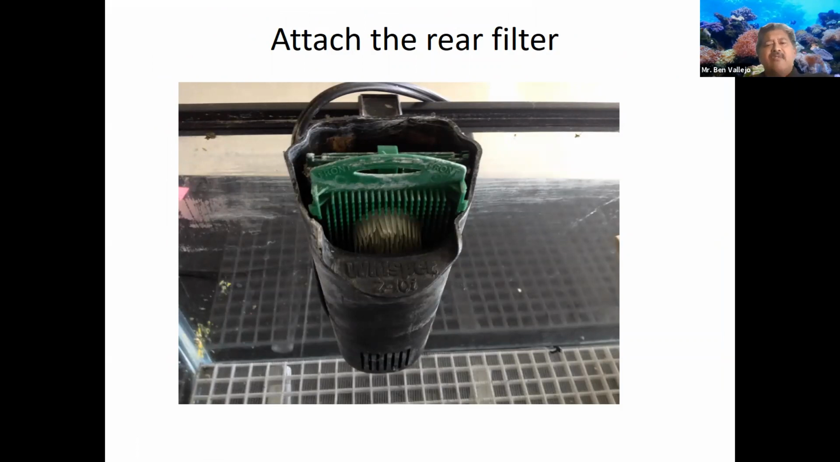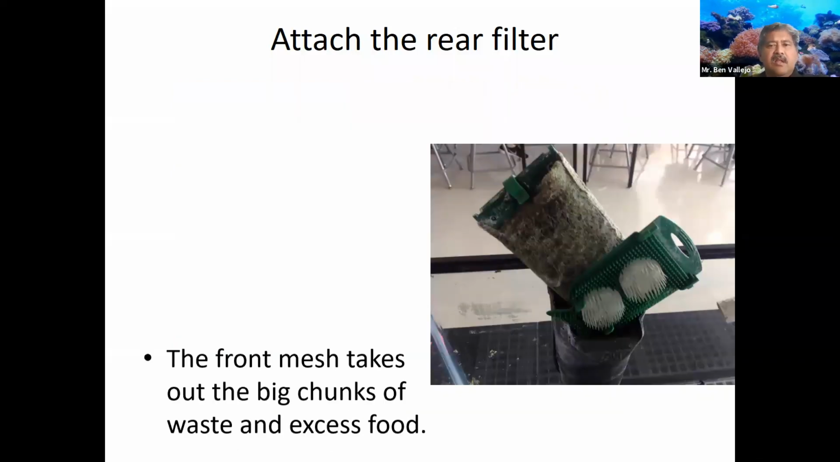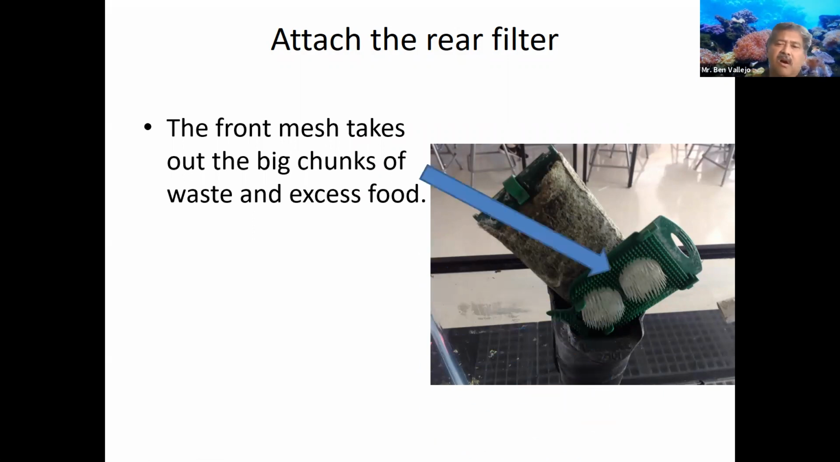So that's the undergravel filter, but at the beginning of this talk, I just talked about the rear filter, and the rear filter has many parts. So let's take a look at them. It's pretty simple though. The first thing to point out is this thing right here called the front mesh. That has to do with the mechanical filtration. It takes out the big chunks of waste and extra food, and you can take just this part out and rinse it out once a week. You could do that and take care of the chunks in the water. So that's your front mesh.